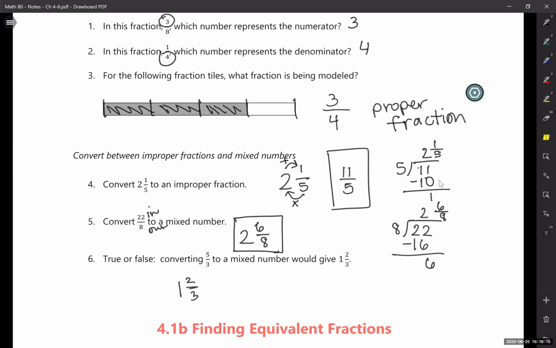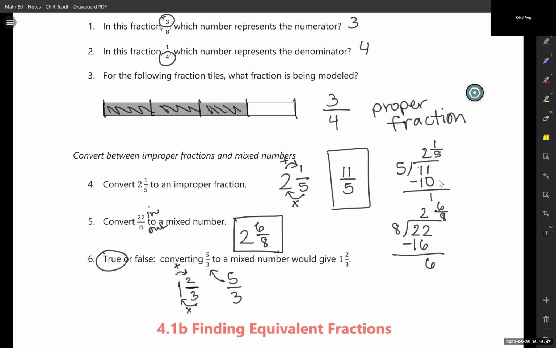The reason I like doing the mixed number into improper is because even though I say think of in and out, I still have to think of in and out literally every single time because I always forget the order. And here there's no order. You just multiply and then add. You don't have to remember what goes inside and what goes outside. 3 times 1 is 3, plus 2 more is 5. So we get 5/3, and that is a true statement.